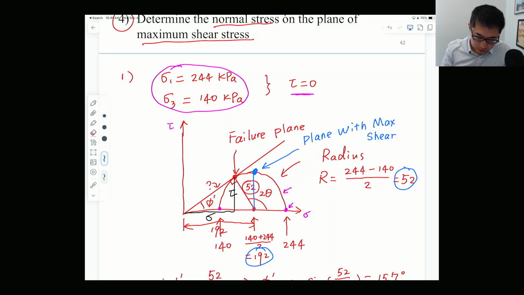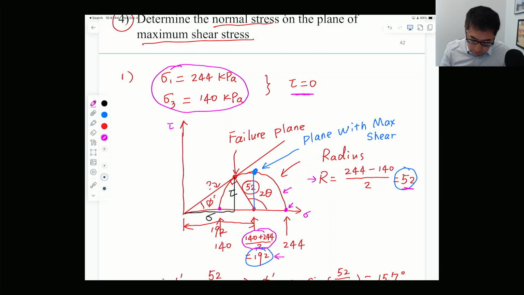After you have the Mohr circle, there are a couple of things that I typically do. First of all, I like to find the center of the circle. Basically, you do 140 plus 244 over 2, and that 192 is going to be the center of the circle. It's also a good idea to find the radius of the circle. The radius is going to be 244 minus 140 over 2, and you will have a radius of 52.